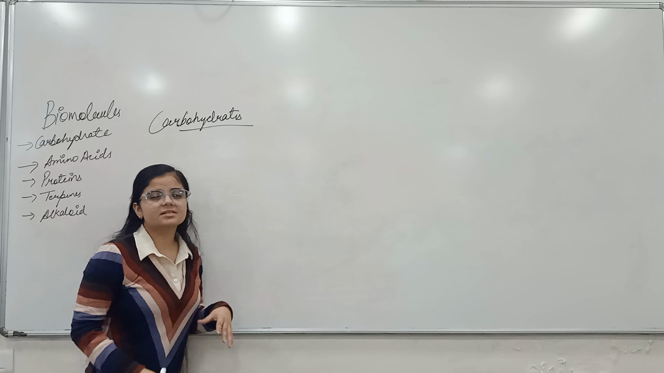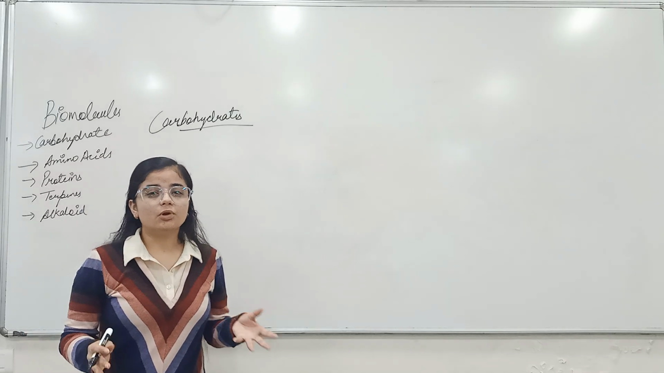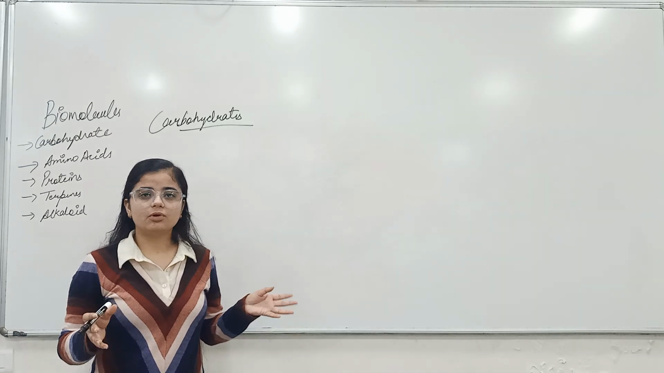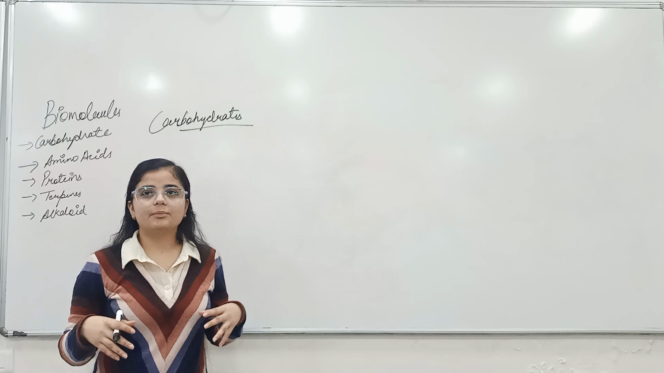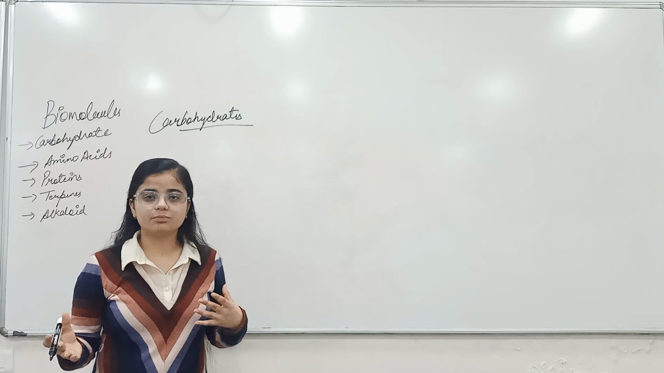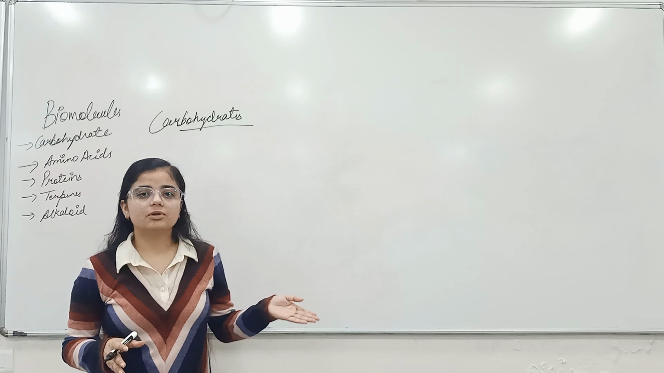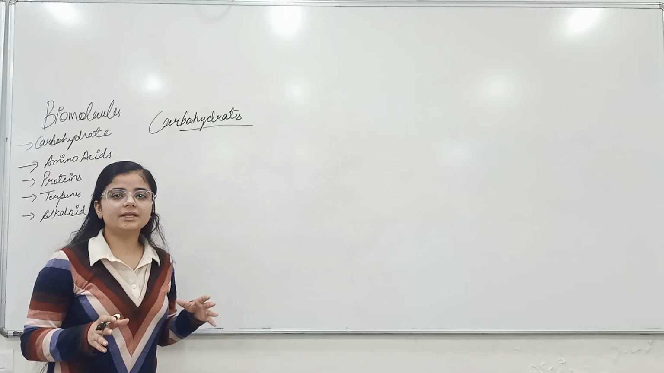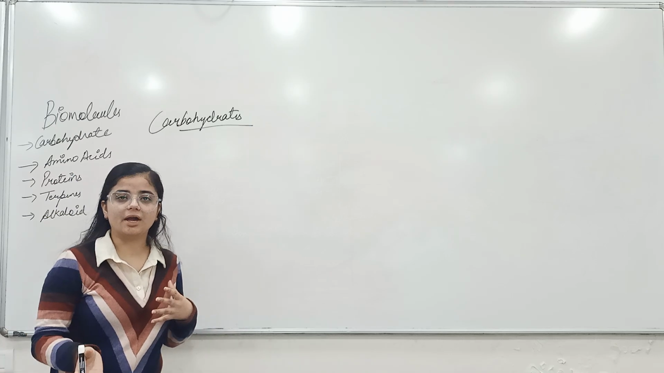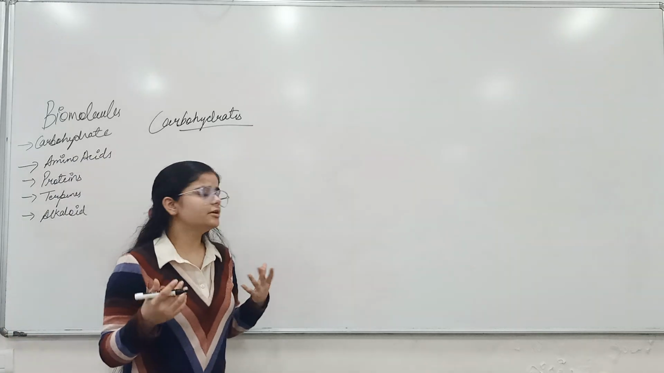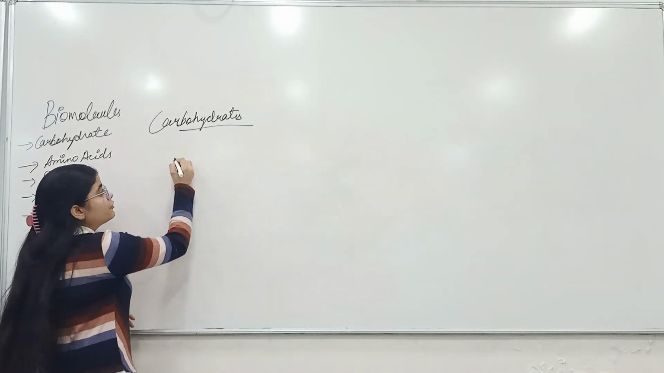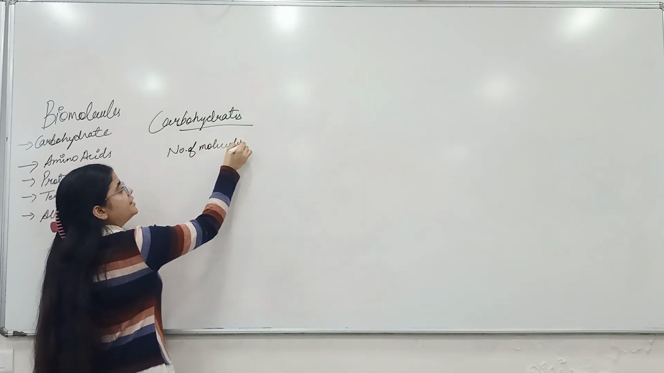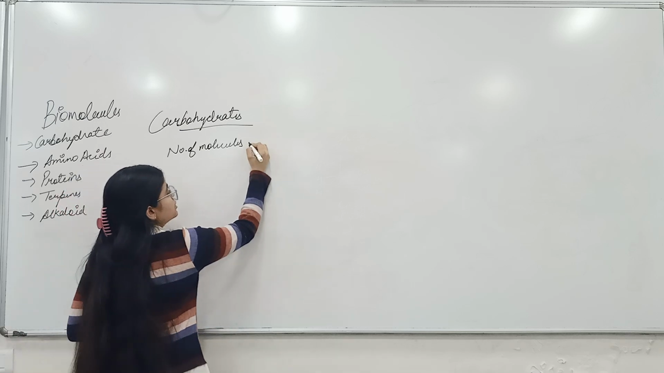So what are carbohydrates? Carbohydrates are basically polyhydroxy aldehydes or polyhydroxy ketones. For example, polyhydroxy aldehydes, there are many examples like glucose, mannose, and polyhydroxy ketose, an example is fructose. So first, we will be discussing the classification of carbohydrates. We are doing the classification on the basis of the number of molecules a carbohydrate gives upon hydrolysis.